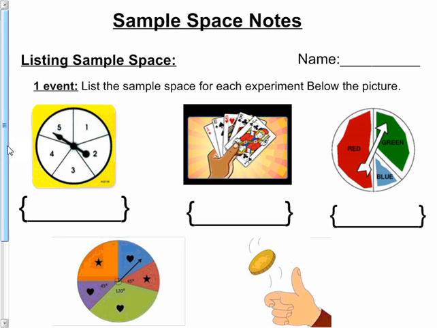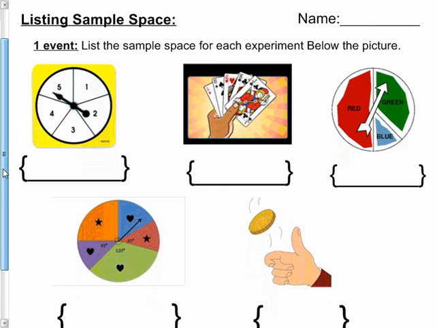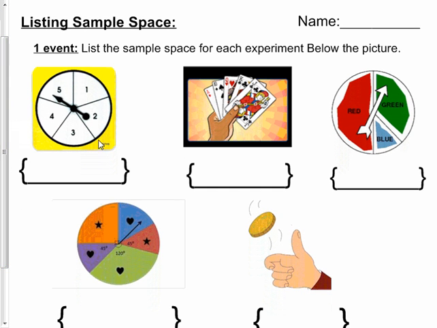So let's go ahead and list the sample space for each of these different experiments, and you will copy this onto your notes. All right, first we have a spinner, and sample space is a list of all the possible outcomes, and we use these brackets and commas in between each one since we are making a list.